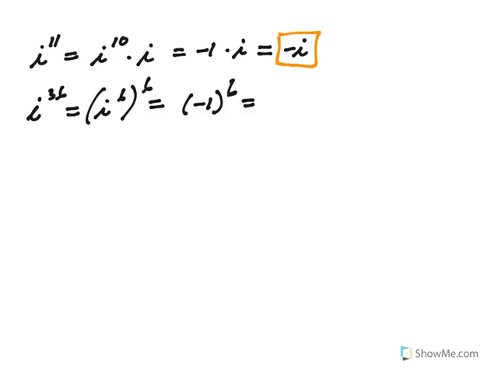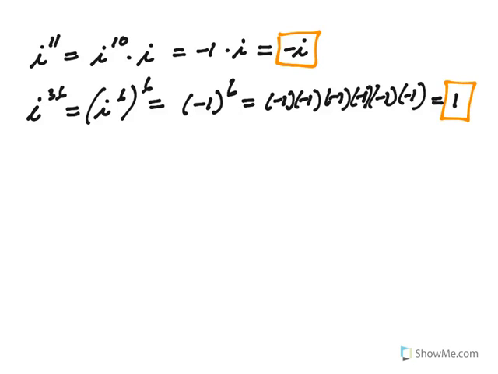Does that make sense? So let me just go ahead and show you that this means negative 1 times negative 1 times negative 1, 6 times. And then that's just going to equal 1. Okay? So just showing you how that's broken down.